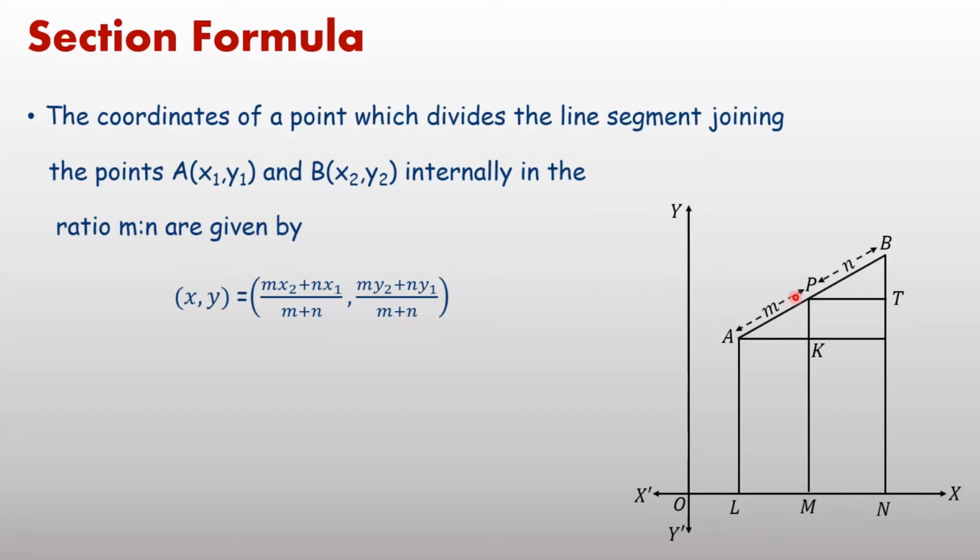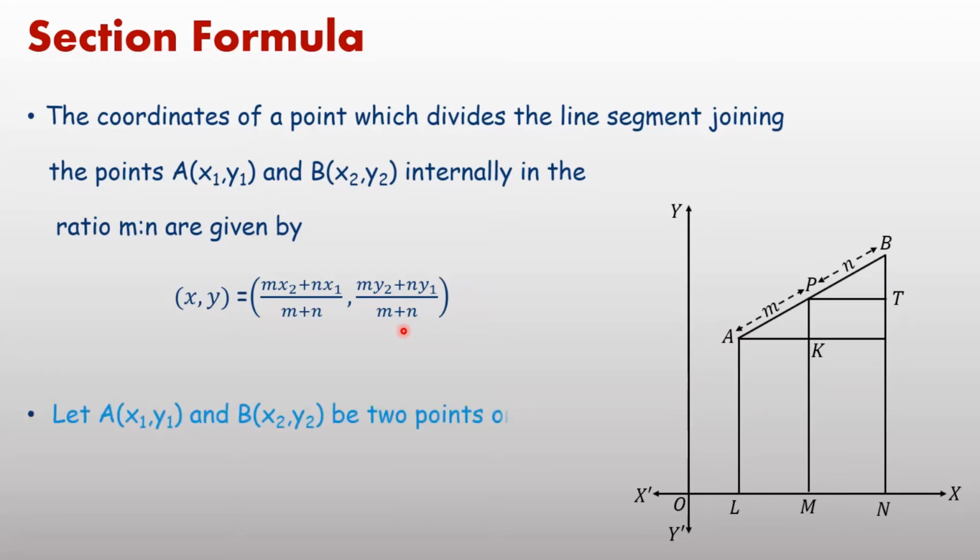Means x coordinate of point P we can write using the formula: mx2, means m ratio multiplied by x coordinate of point B, plus n into x coordinate of point A, upon m plus n. Y coordinate of point P will be m into y coordinate of point B plus n into y coordinate of point A, upon m plus n, means (my2 + ny1)/(m + n).